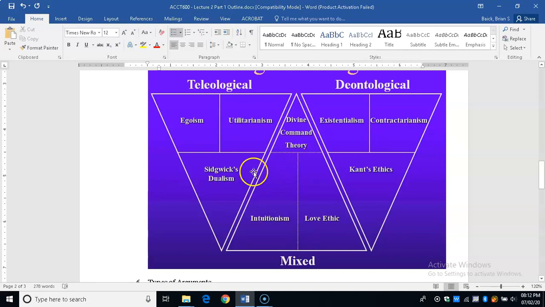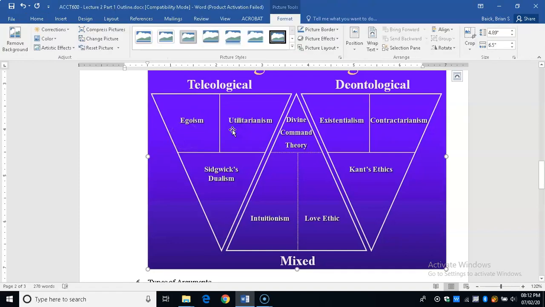Now, let's take a look at teleological. Remember, this is consequentialism. So there are 3 types of consequentialist approaches when you think about ethics and ethical decision making. You have egoism, Sidgwick's dualism, and utilitarianism. The best way to understand these differences is to think that egoism is only about yourself. It's a very narrow scope, so only about yourself.